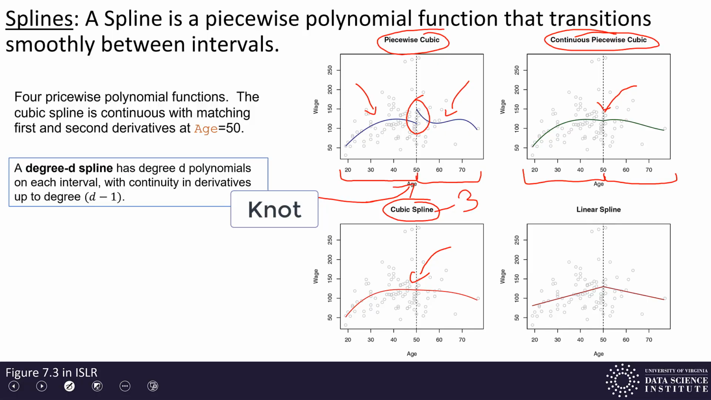And we can think about the degrees of freedom here. Degrees of freedom is how many parameters we have to estimate. Up here, let's start with a piecewise cubic. We had to estimate four parameters.